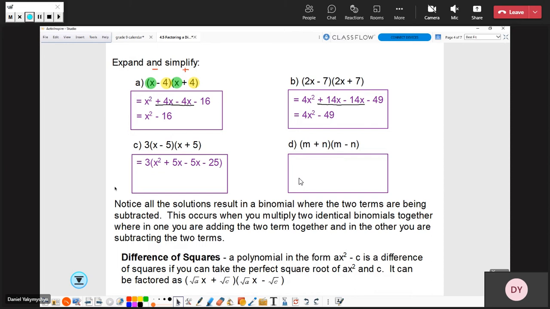We're going to collect our like terms here, as we always do. 3 times x squared minus 25. Interesting. And then, of course, we distribute that 3 to both terms in the bracket. Get 3x squared minus 75.